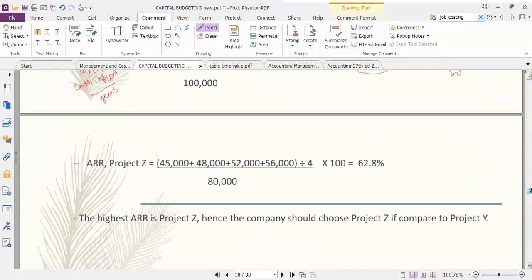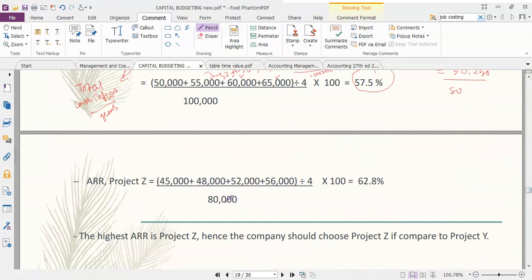Okay. So I already calculated for you, but I just want to know whether you understand or not. So divide with 80,000, so you will get 0.628, and then times 100, so you will get 62.8%. Can or not, Joshua? Really got that? Don't forget to divide by 4 first. Before we divide by the initial outflow, we must divide by 4 first. Okay? Can or not?